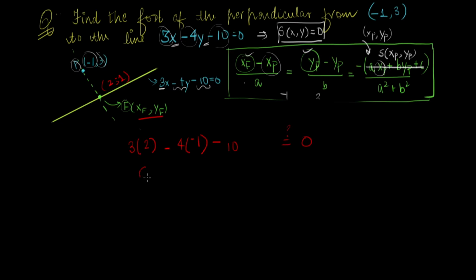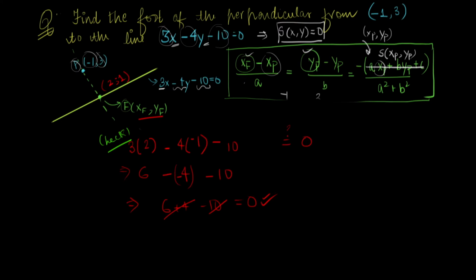We can evaluate this. This gives us 6 minus, and this gives us 4 minus 10. Well, this is minus 4 actually. So this gives you 6 plus 4 minus 10, which is 0. So this indeed is equal to 0, and that is to say the point very well lies on the line. Right, this was check 1.